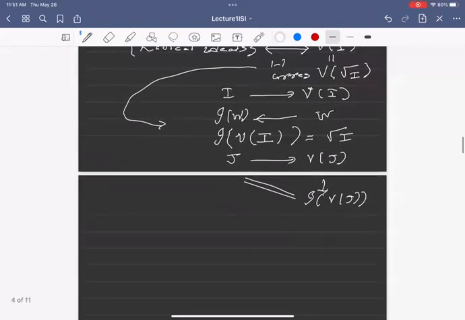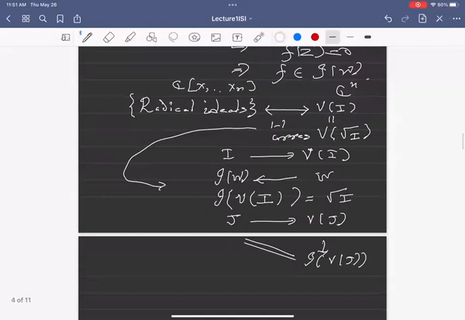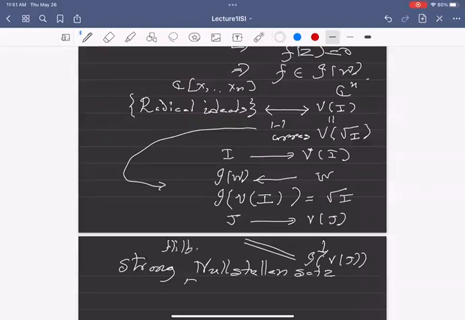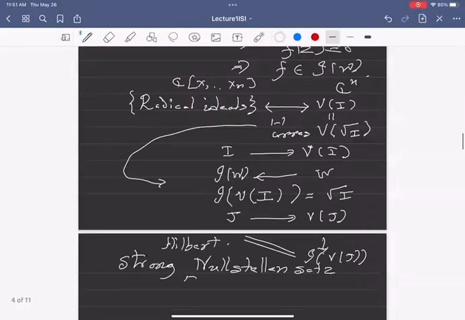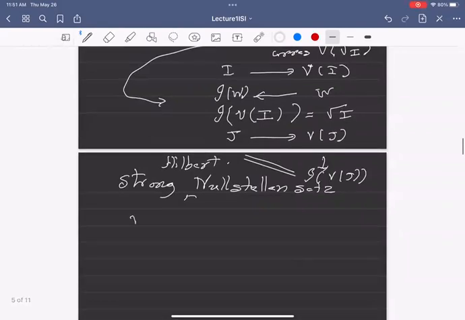This is called the strong Nullstellensatz. So I'm going to prove the strong Hilbert Nullstellensatz. So if I say strong, then there is a weak Hilbert Nullstellensatz also.